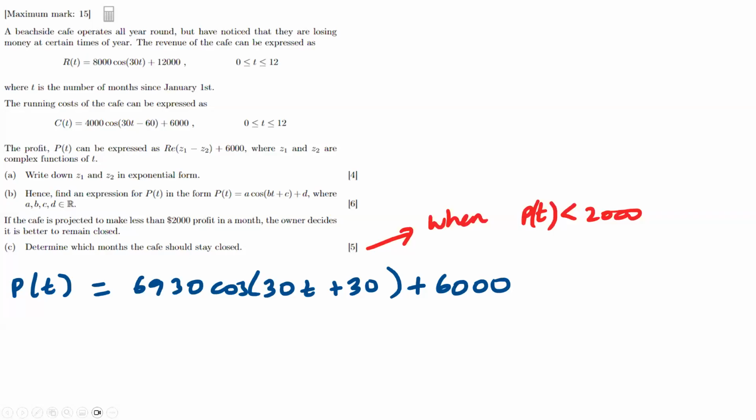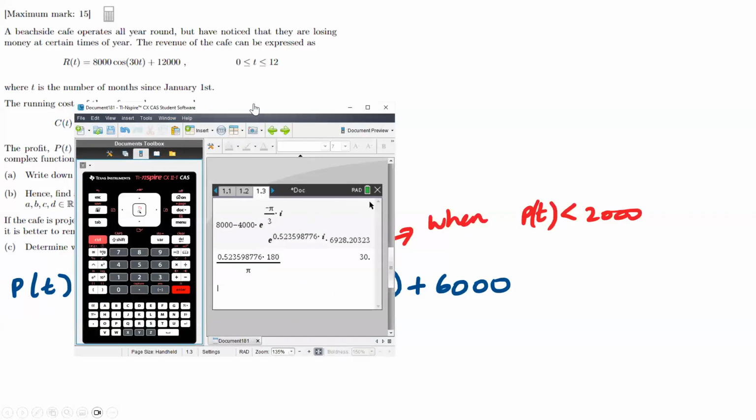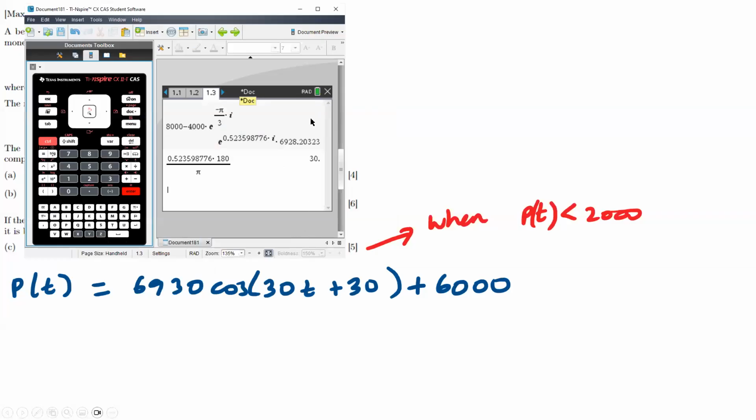Another very common calculator technique which is used in our course is what we can do here: we could sketch our function for P of t and we could sketch the function for 2,000. And then we could just see when is the function for our profit below the function for 2,000. So I'll just bring up the calculator here again one more time. Just putting it up here so it's kind of out of the way.